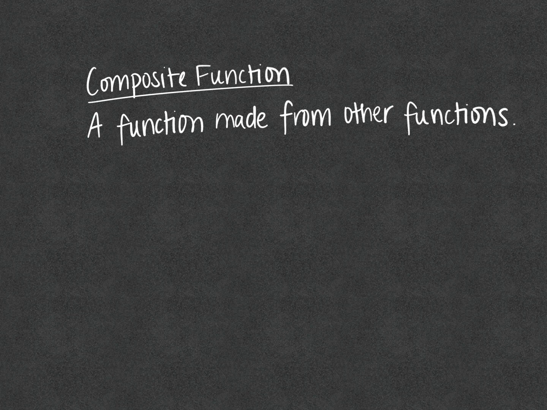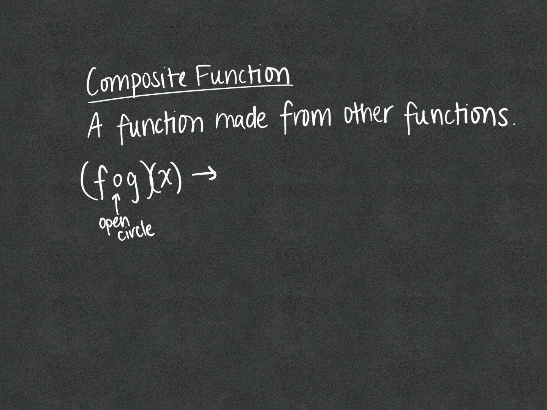For example, if I'm given f of g of x, and we use this notation, the open circle, to represent composition. If it was a closed circle, it would represent multiplication. So very different operations that we're using here. f of g of x is like saying that g of x is within f of x. So whatever expression you're given for g of x goes into the expression for f of x. So g of x goes within f of x.